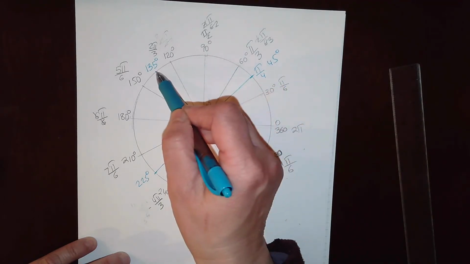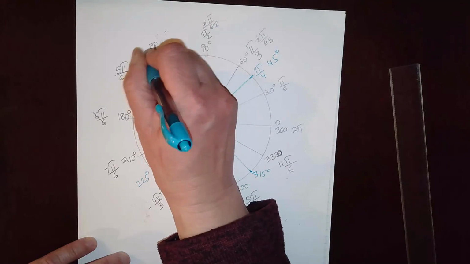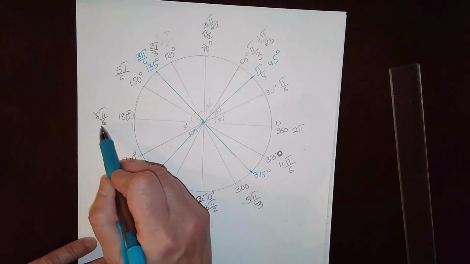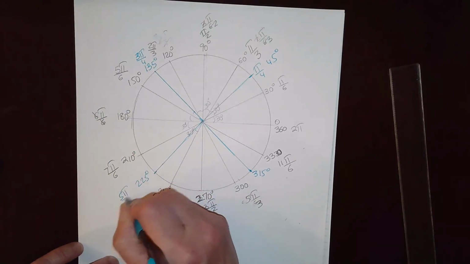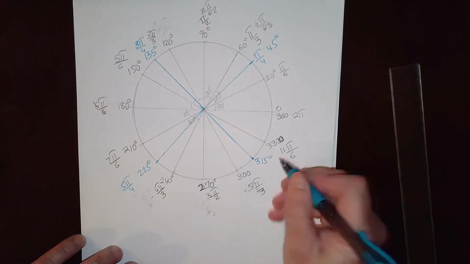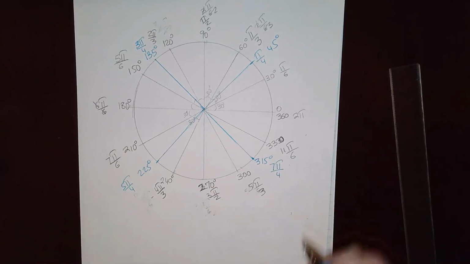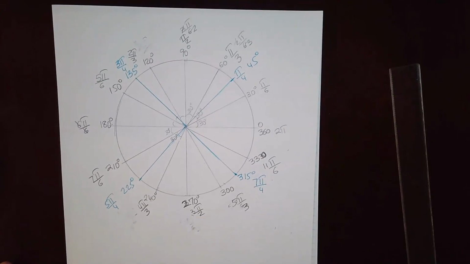And that will be 3 pi over 4. 4 pi over 4, the 4s cancel. And here, 5 pi over 4. 6 pi over 4. And here, 7 pi over 4. These are all our common angles. Okay?